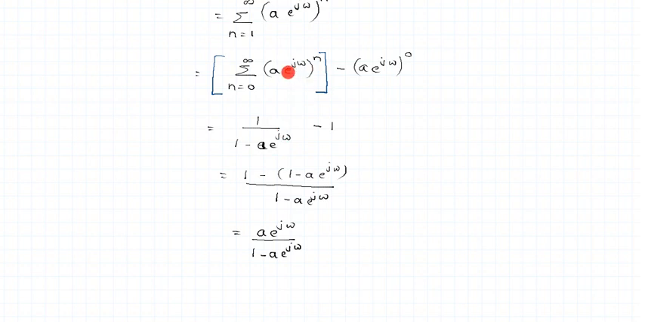So what is my a? a is this, a e raised to j omega. So cross multiplying this and simplifying, what we get is the equation a e raised to j omega divided by 1 minus a e raised to j omega. So this is the DTFT of the given discrete time signal.